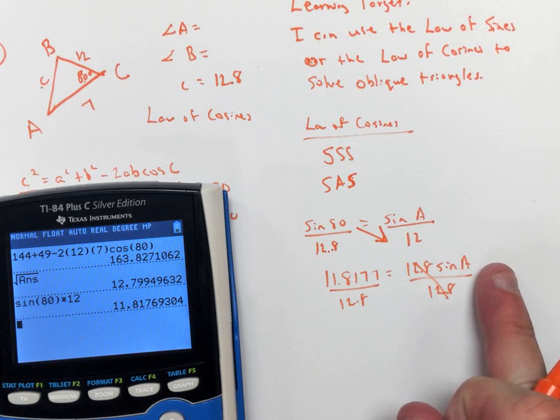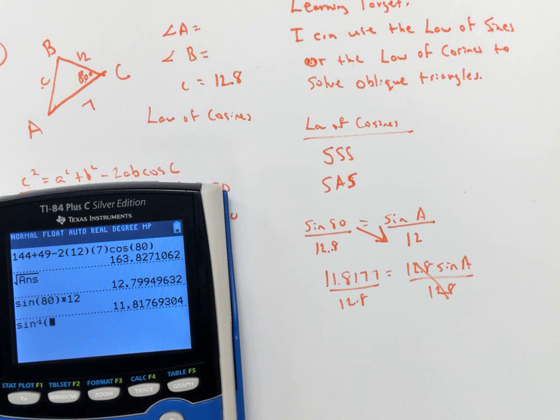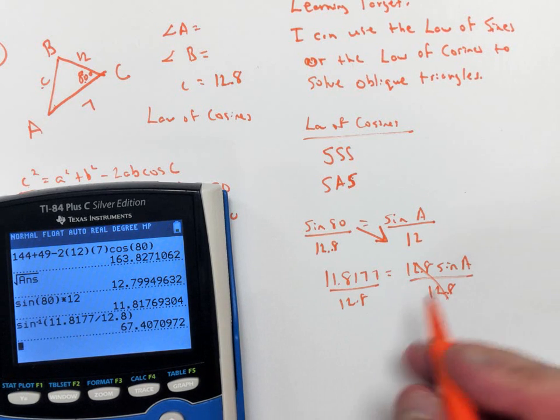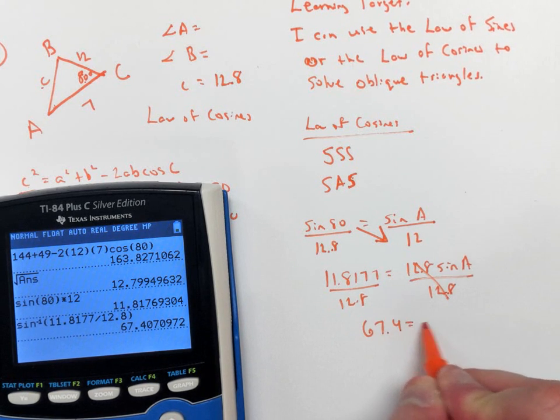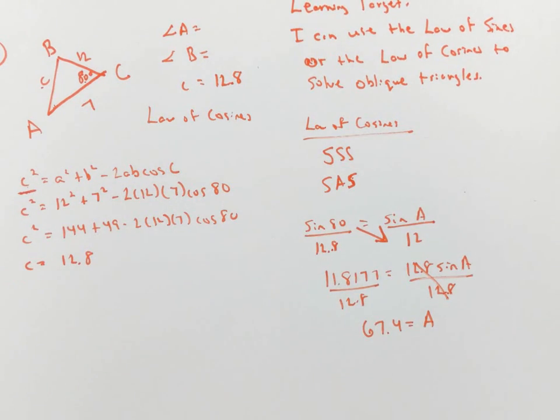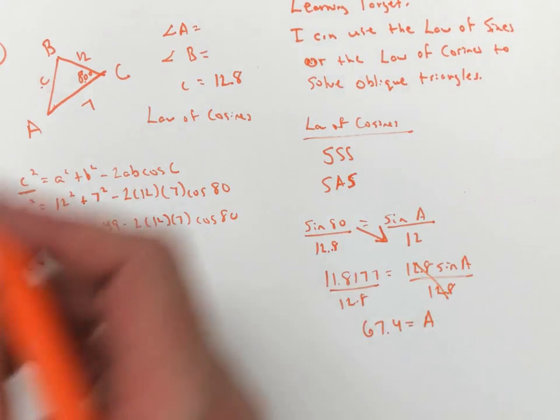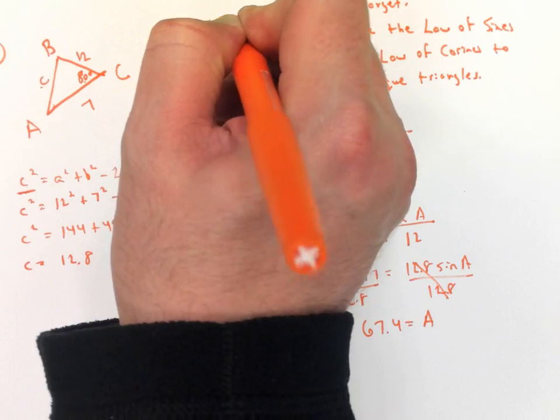I'm looking for an angle, so I'm going to hit second sine. Type that in. And I get 67.4 equals capital A. It does matter that you have a capital A there because you're looking for an angle. Don't put lowercase. So 67.4 degrees.